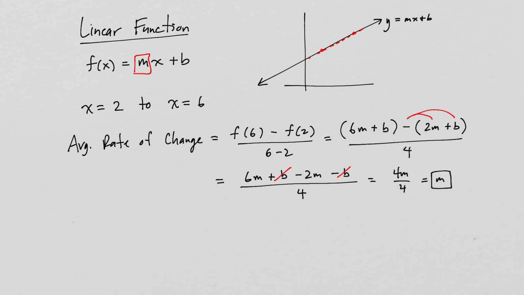So basically the average rate of change of a linear function is always a constant, and it's always equal to the slope of the line that you had to begin with.